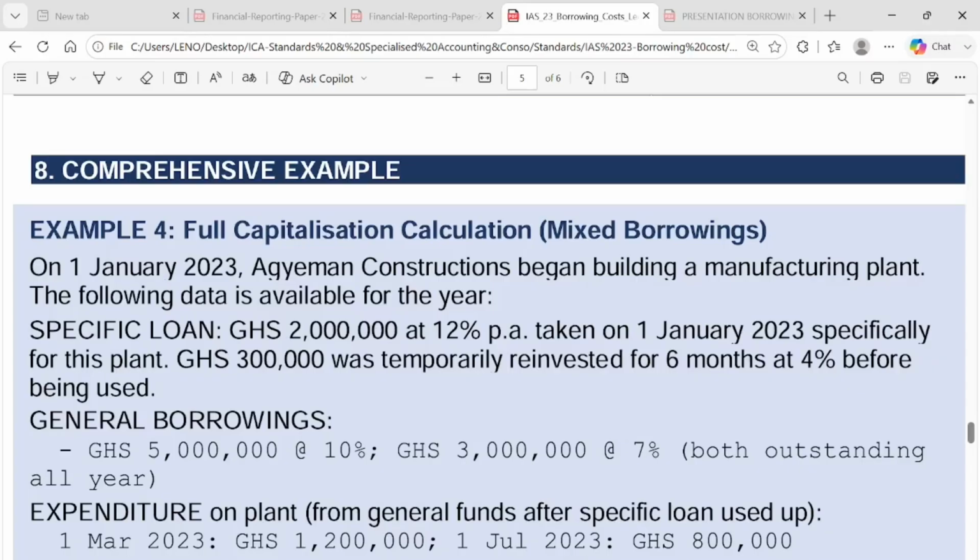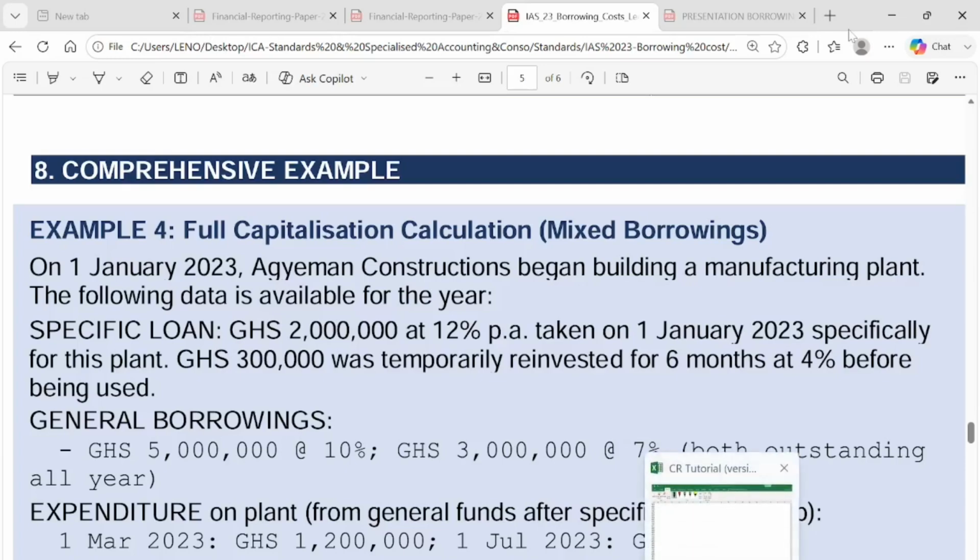The expenditure is 1st March, 1.2 million, and then 1st July, 800,000. They also expended from the general pool. So how do we go about it?